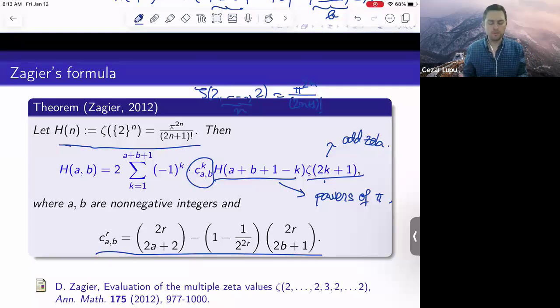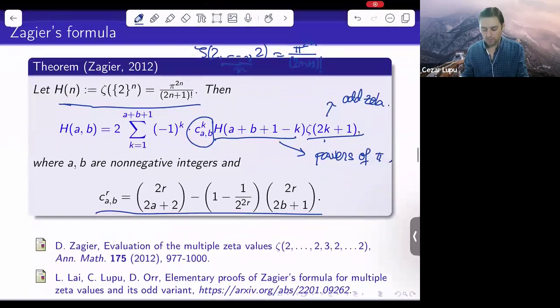Anyway, I'm not going to go into details about Zagier's proof. His proof is pretty extraordinary in the sense that it's indirect. Basically, he looks at two entire functions, and H_{a,b} is the coefficient of one function, and this sum here is the coefficient of the other function. He shows indirectly that these two functions agree at sufficiently many points to force their equality, and therefore their coefficients to be equal. So the proof is indirect.